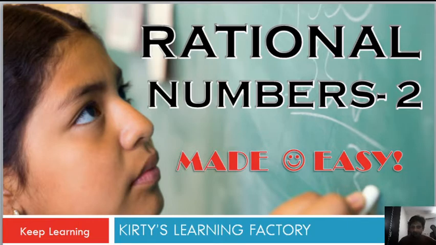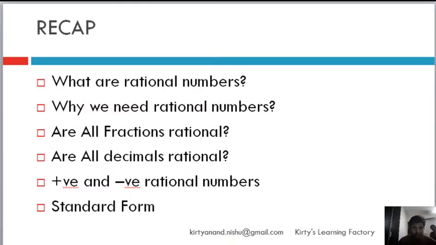And in the first tutorial, we studied what rational numbers are. Why do we need rational numbers? Are all fractions rational? Are all decimals rational? And under decimals, we discovered that no, all decimals are not rational. So basically, the ones which are not rational are called irrational numbers, just the opposite of the word in English.